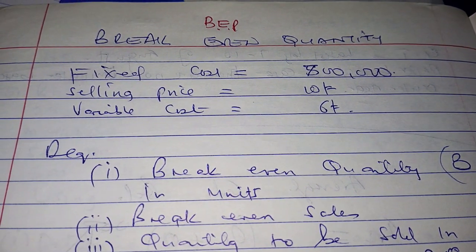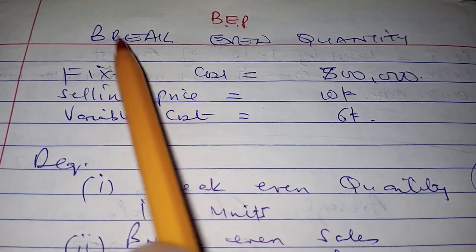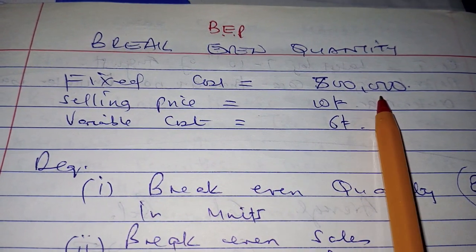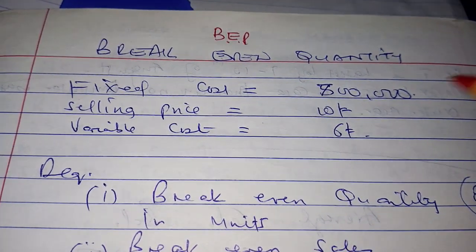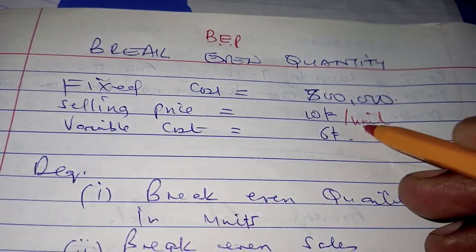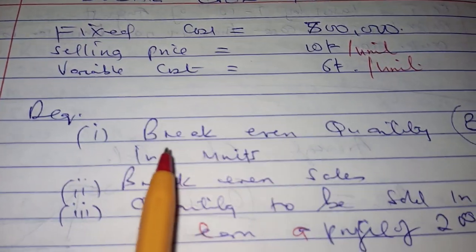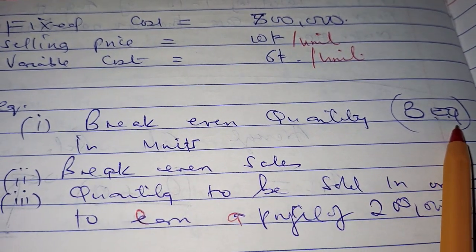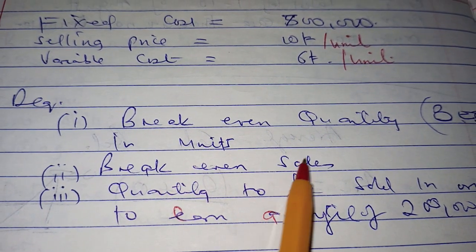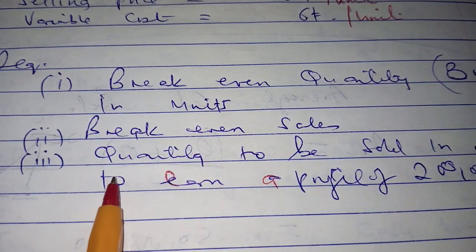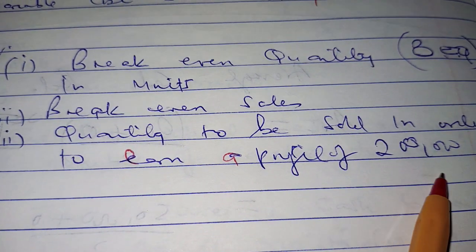This morning we look at the break-even quantity or the break-even point, BEP. The question says the fixed cost is given as 800,000, the selling price as 10 shillings per unit, and the variable cost per unit is given as 6 shillings. The question requires us to get, one, the break-even quantity, BEQ, in units. The second question, to get the break-even sales. And the third, the quantity to be sold in order to earn a profit of 200,000.